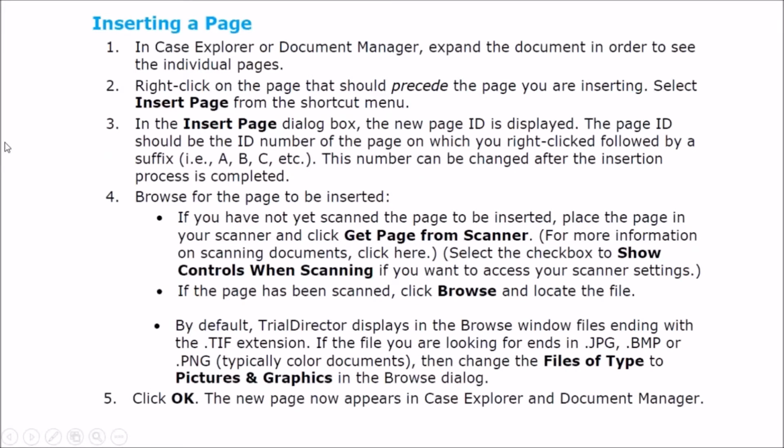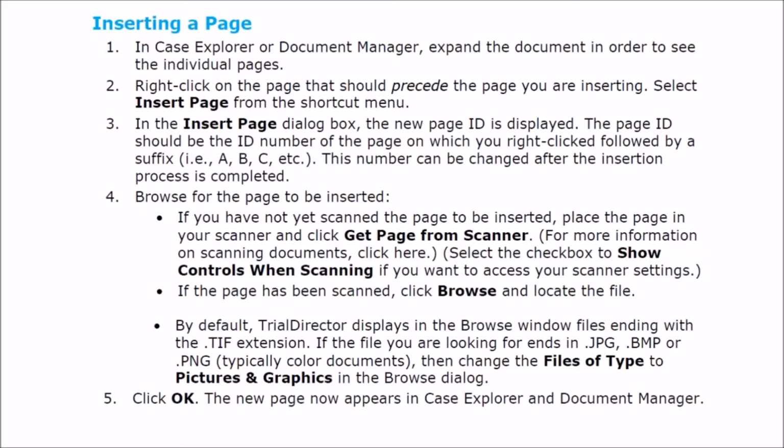And then if you want to insert a single page in Case Explorer or Document Manager, you expand the document in order to see the individual pages. You right click on the page that should precede the page you're inserting, and then choose Insert Page from the shortcut menu. In the Insert Page dialog box, the new page ID is displayed, and the page ID should be the ID number of the page on which you right clicked, followed by a suffix. This number can be changed after the insertion process is completed.